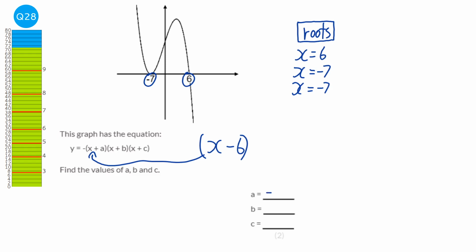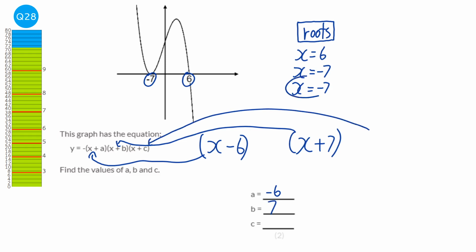So if A is -6, let's have a look at B. So what does B have to be? Well, the root is at -7, so if we put B as +7, then when we substitute this -7 into the x, we get -7 plus 7, which is 0. So if B is +7, then the whole thing will be 0 at x equals -7. And for the C, we're looking at that last root. Again, it'll be the same, won't it? It'll be x plus 7.